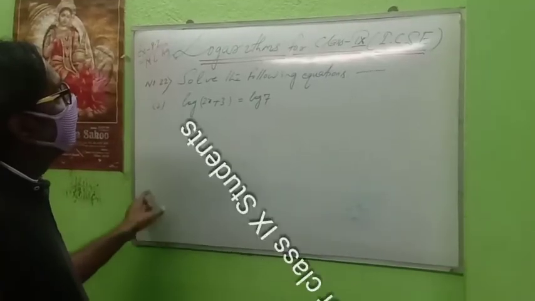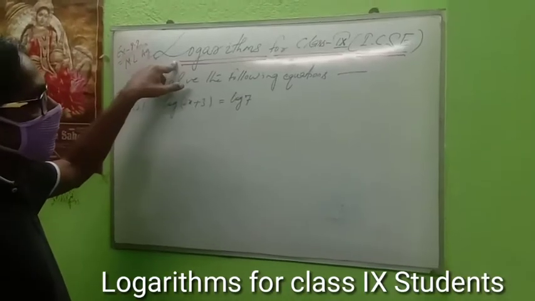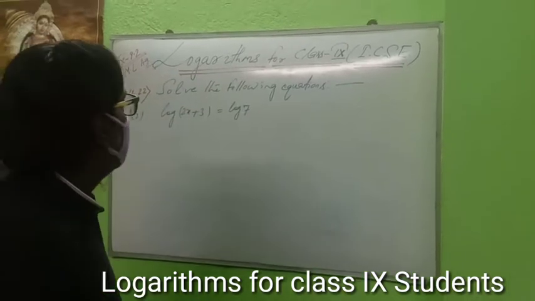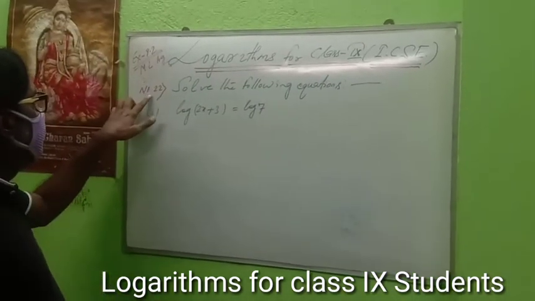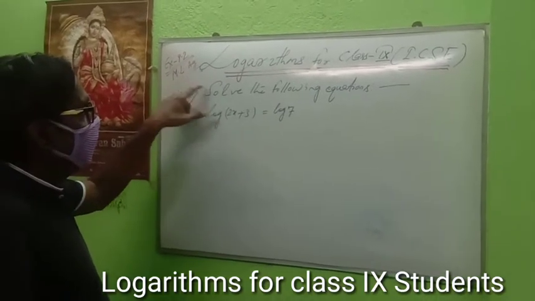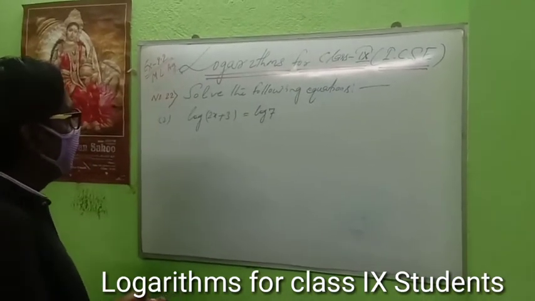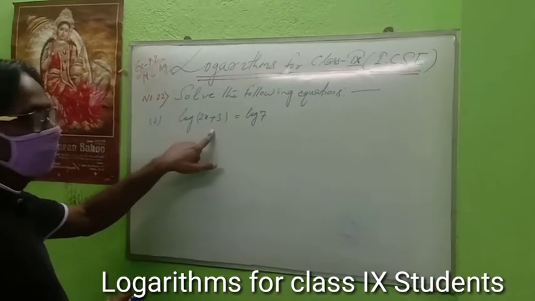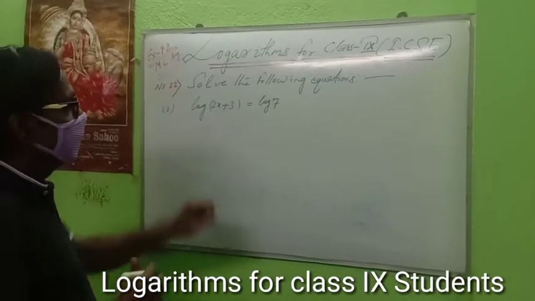Let us start logarithm for class 9 ICSE board. We are taking question number 22 from ML Agarwal book, exercise 9.2. Solve the following equation. Question given: log(2x + 3) = log 7.